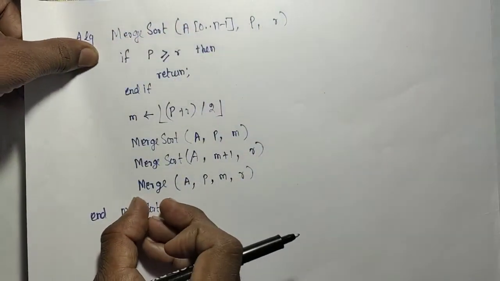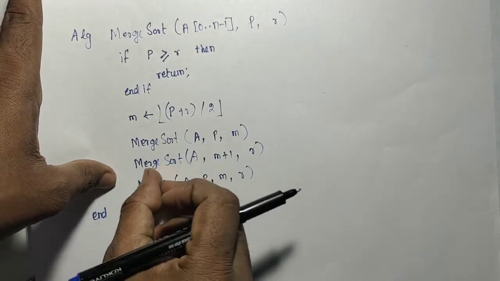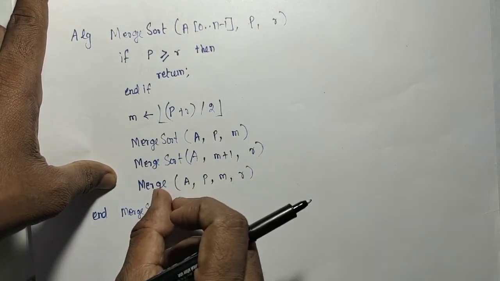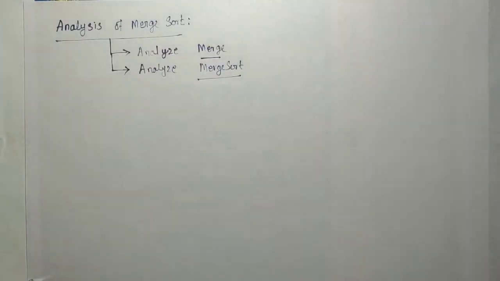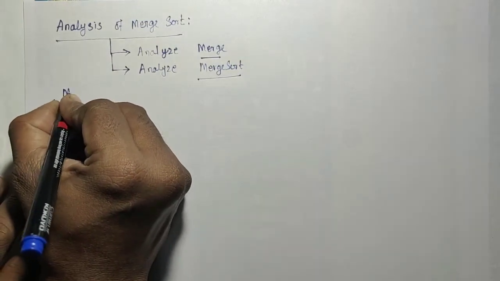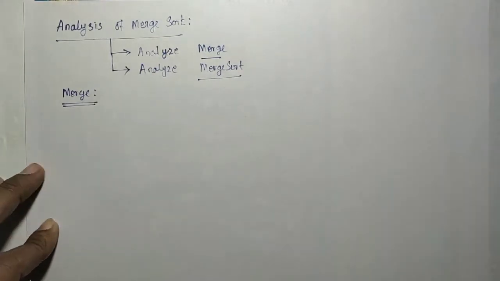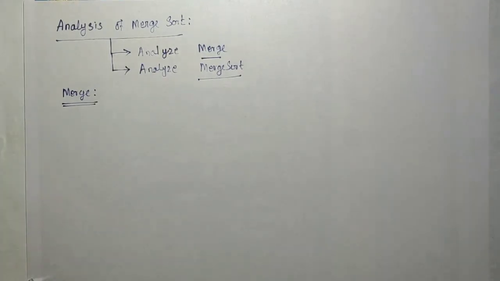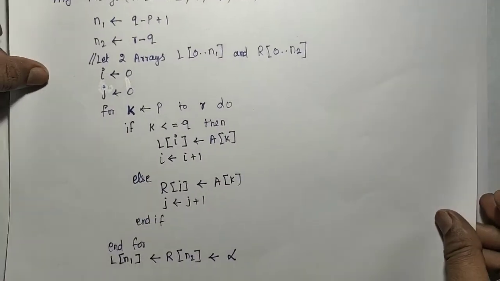But inside we have used the merge algorithm. So I need to know the complexity of the merge algorithm. Then only I can find the complexity of merge sort. So let us consider first the analysis of the merge algorithm. Merge algorithm complexity. So just consider this. So this is the merge algorithm.